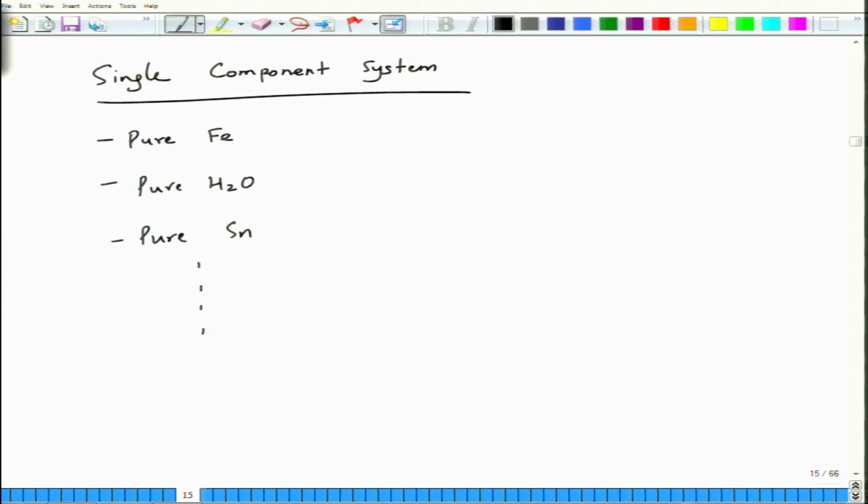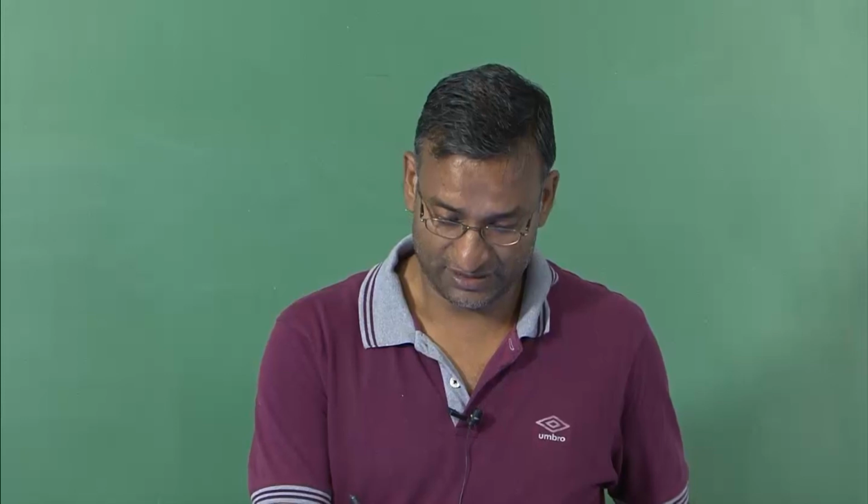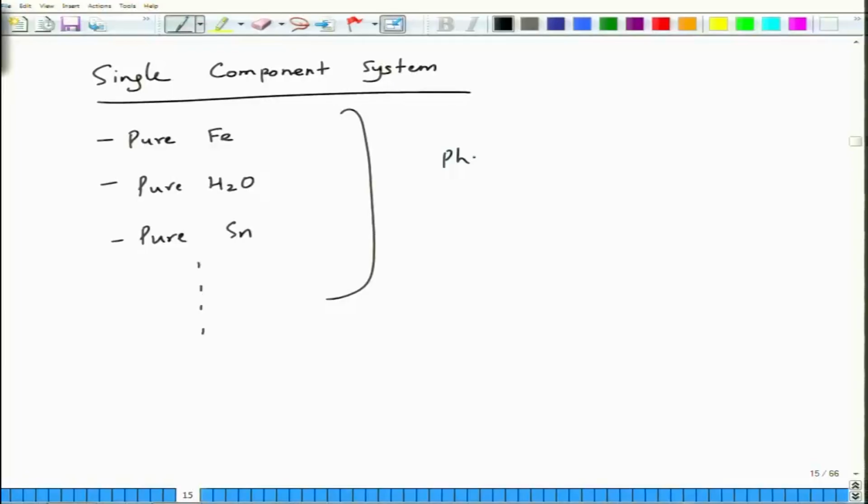So in a single component system, since they have only one component, the phase stability depends upon two parameters. Phase stability is determined by temperature and pressure. These are the two thermodynamic variables which determine the phase stability.